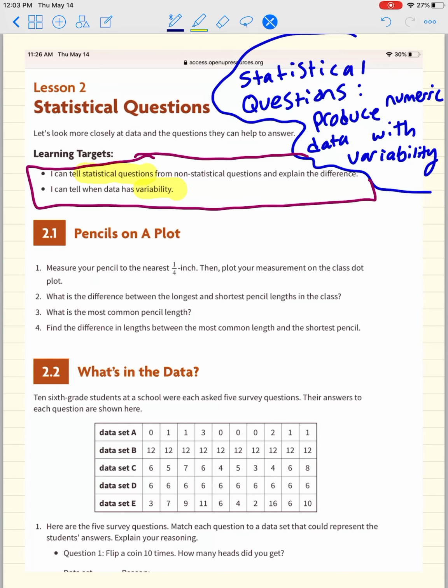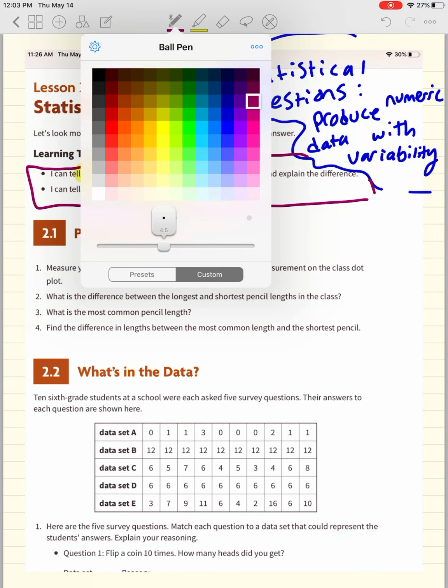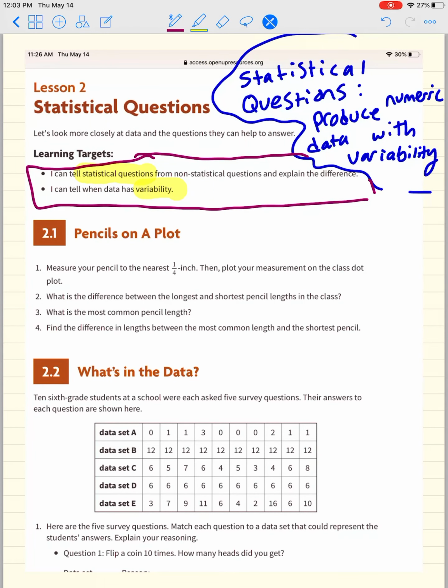So remember, data that are numbers like 2, 10, 16, 17, 25. That's numerical data. It's numbers with variability. So the word variability means that there's a lot of difference in the data. So for example, if I gave you the list 2, 2, 3, 2, 2, 3, that does not have a lot of variability. It has a lot of the same numbers.